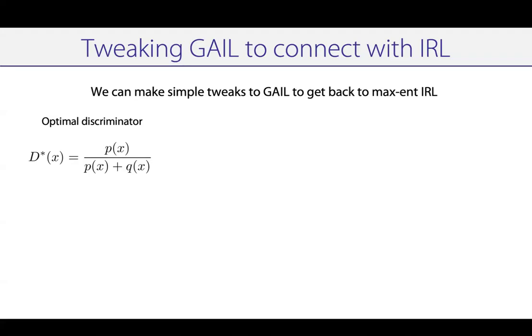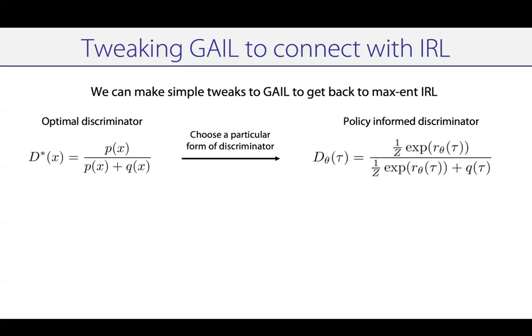We are going to choose a particular form of our discriminator that is going to give us a reward. So we're going to choose our discriminator to be 1 over z exponential reward of a trajectory divided by 1 over z exponential reward of a trajectory plus q. And q is going to be our policy distribution. It's like a product of policy likelihoods.